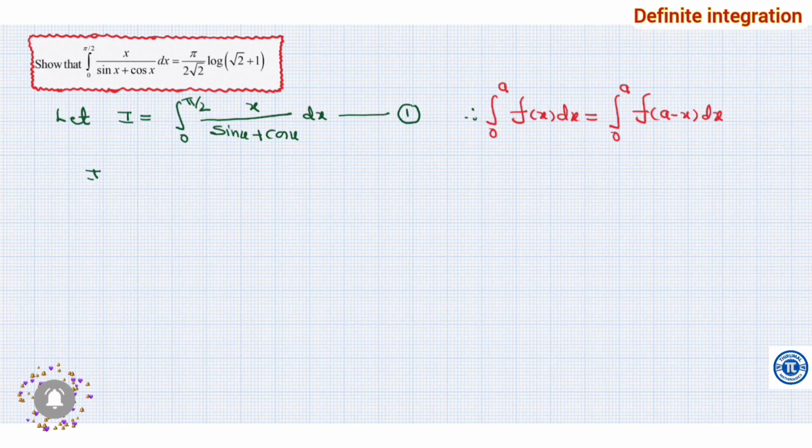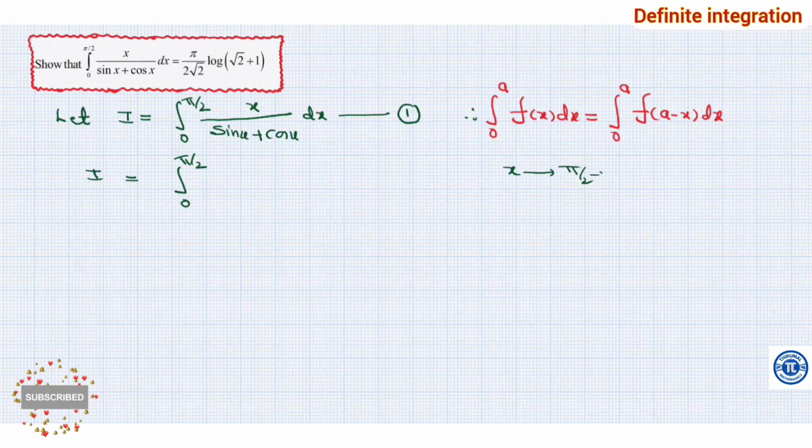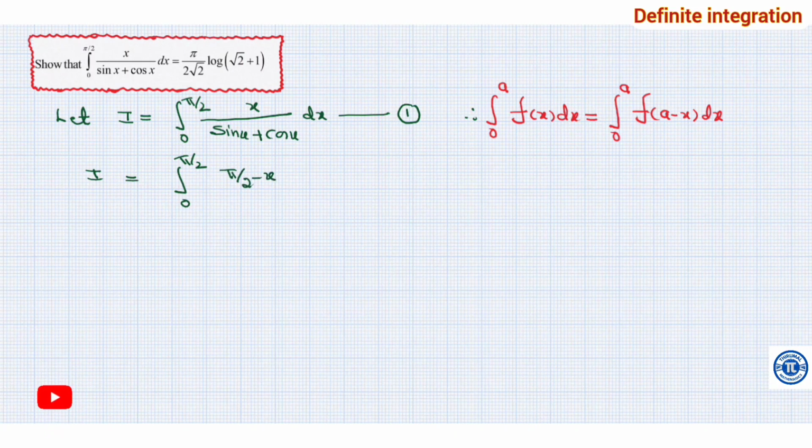So equation number 1 gives I equals integration 0 to pi by 2. Here x is replaced by a minus x, that is pi by 2 minus x. So write x value as pi by 2 minus x, by sin of (90 minus x) which is cos x, plus cos of (90 minus x) which is sin x, dx. Let this be equation number 2.